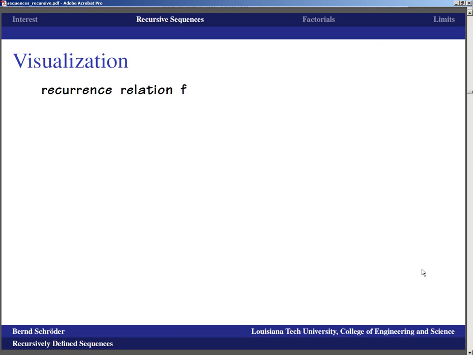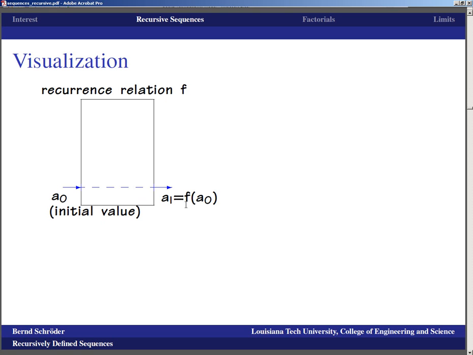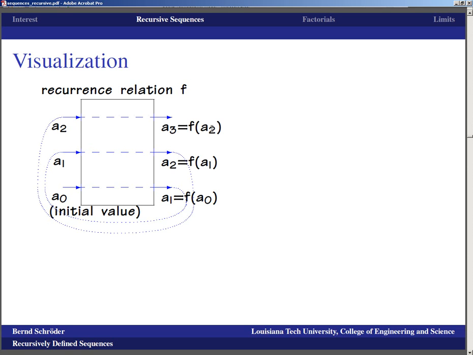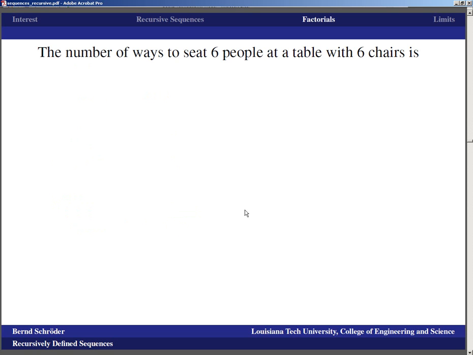As a visualization, the recurrence relation essentially is a black box that you feed your initial value a_0 in. What this black box then does is it gives you a_1 being f of a_0, and the recursion idea is that you now feed that value, which is now a_1, back into the black box, and the recurrence relation gives you a_2, which is f of a_1, that is being fed back as a_2 into the recurrence relation, and gives you a_3 being f of a_2, and so on and so on.